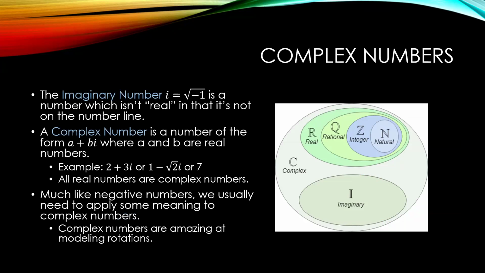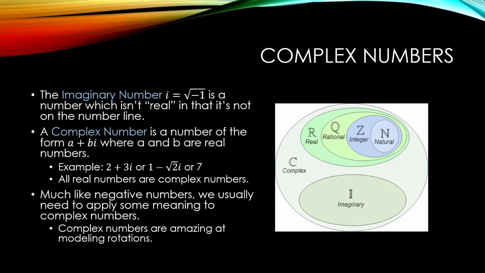And so the imaginary number i, which is equal to the square root of -1, is a number which isn't real in that it's not on the number line. It's still a useful number though, and so the idea of it being imaginary is really a bad name for it. A complex number is a number of the form a + bi, where a and b are real numbers. And so examples would be 2 + 3i, or 1 - √2 i, or 7. All real numbers are automatically complex numbers.